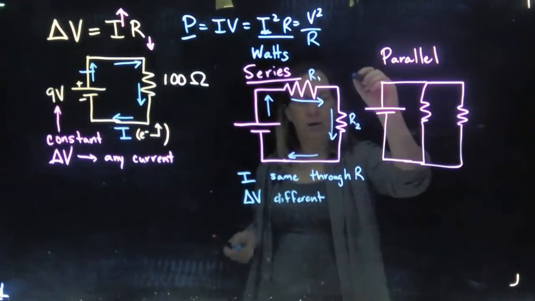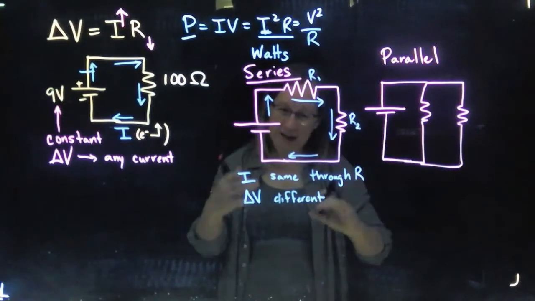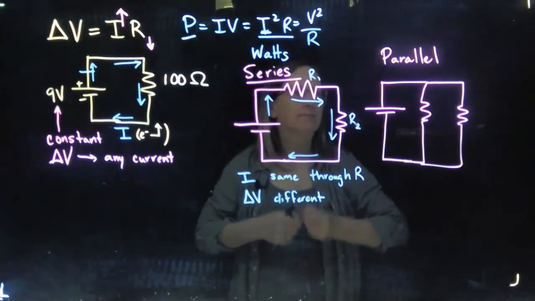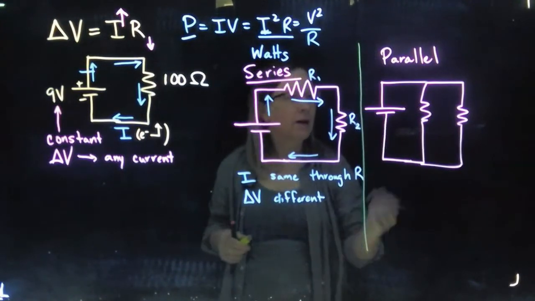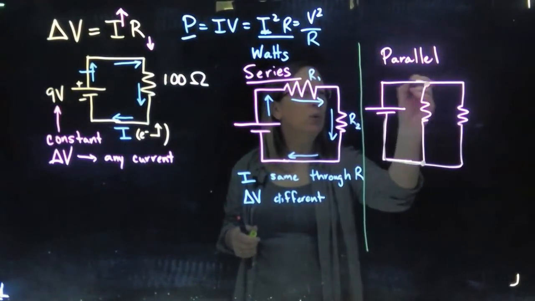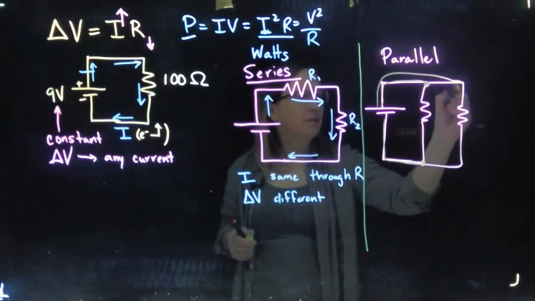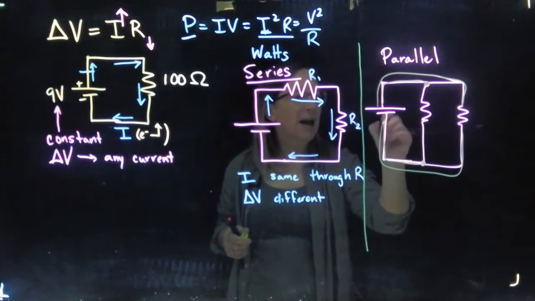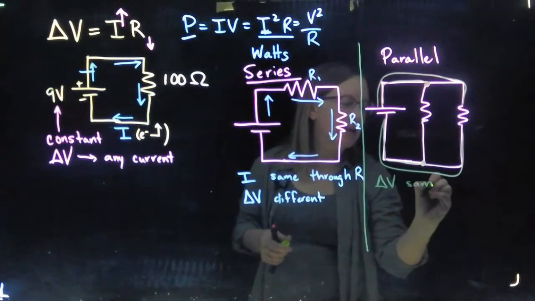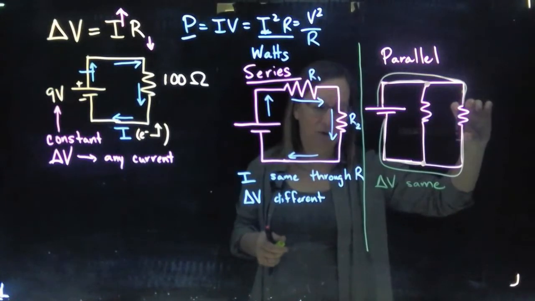For the parallel case, so this should feel like some of what we were doing with capacitors. We identified what was the same and what was different. For the parallel case, both of these can be seen as basically having their own connection to the battery. Like this one can see the top, this can see both the top and the bottom of the battery. So in this case, the delta V is the same. If this is a 9-volt battery, then we have 9 volts across this and 9 volts across this.